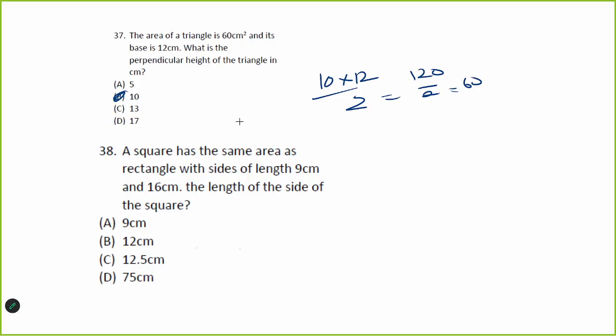A square has the same area as the length of the side. This one we did already. What was the length of the side? I believe it was 12.5? Through a process of elimination. 9 times 16, 9 sixes are 54. 1 9 is 9, 10, 11, 12, 13, 14. Oh no, 144. Right? So the length would be what times what will give you 144? The answer is 12. Right?